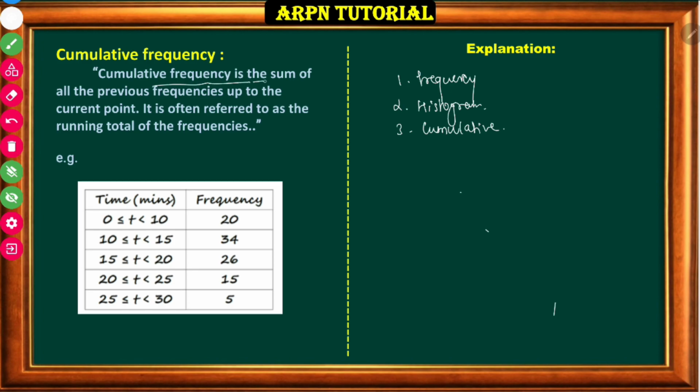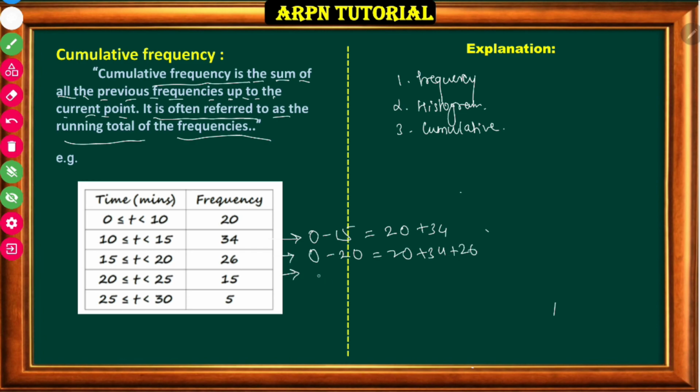Cumulative frequency is the sum of all the previous frequencies up to the current point. It is often referred to as the running total of the frequency. What does that mean? For example, we can call cumulative frequency simply the summation of the previous frequencies. If I represent the data from 0 to 15, it can be counted as 0 plus 34. If I want to represent the data from 0 to 20, it will be 0 plus 34 plus 26.